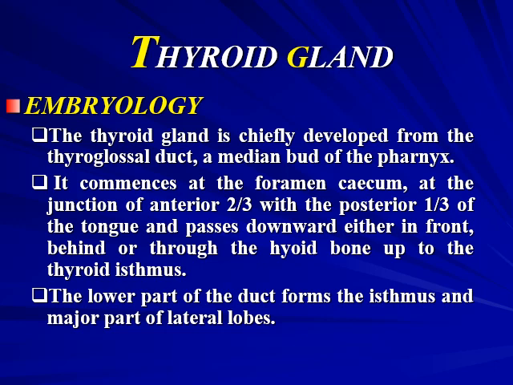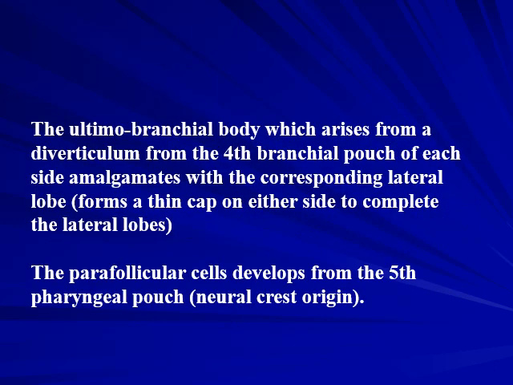It reaches down to the thyroid isthmus, where it forms the isthmus and the major part of the two lateral loops. The second organ is the ultimobranchial body, which arises from the diverticulum from the fourth pharyngeal pouch of each side, in which they amalgamate with each other to form the lateral part of the two lateral loops.